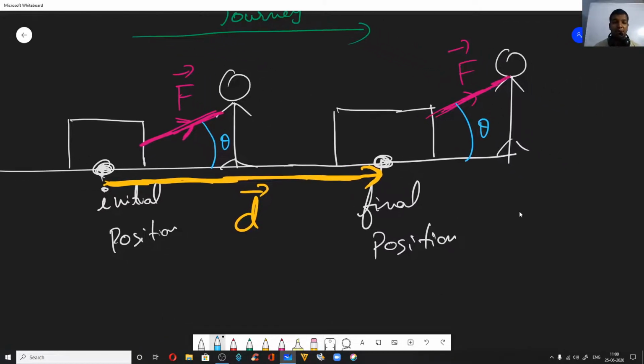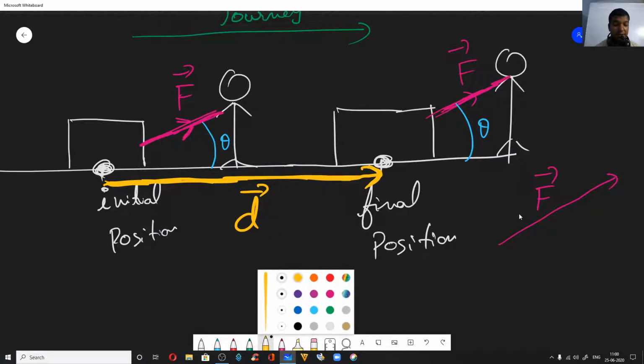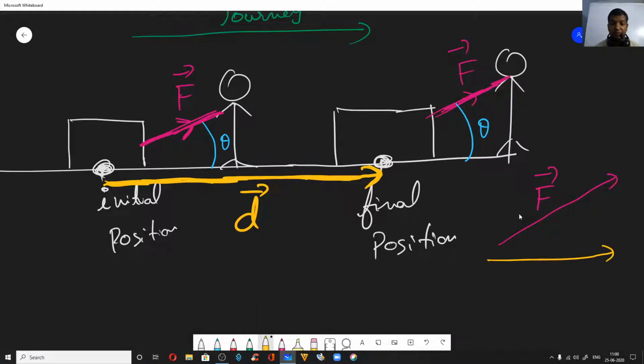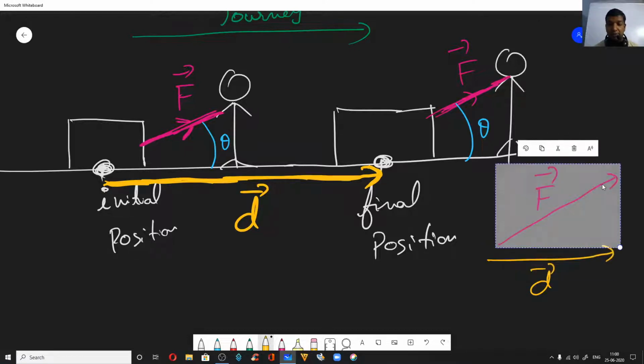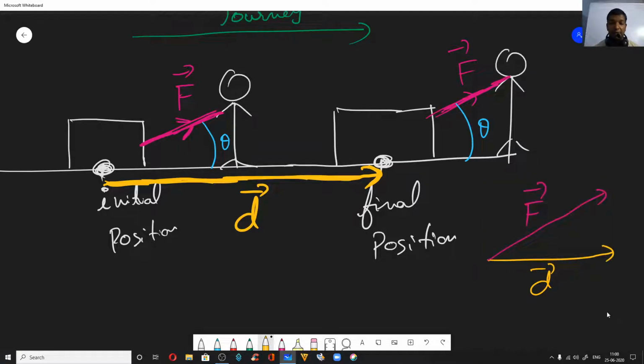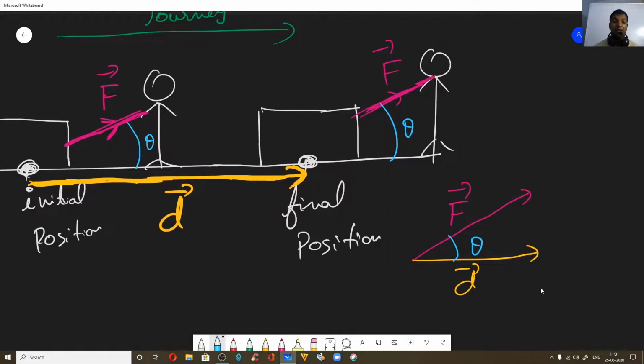Okay, now you can actually take the angle between the force and displacement to be theta. So this is how the force is and this is how your displacement is. And you can do some shifting, if you want. So do the shifting, and you can clearly see the angle between force and displacement is actually the same theta, right? Now how to find out work done in this case?